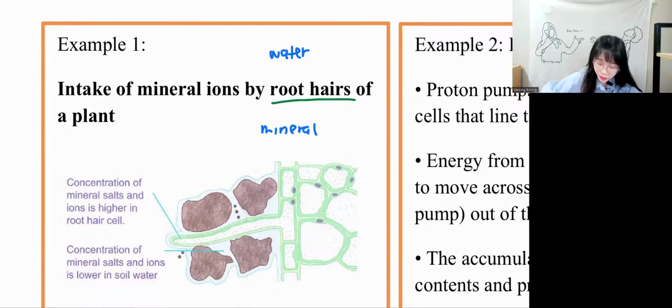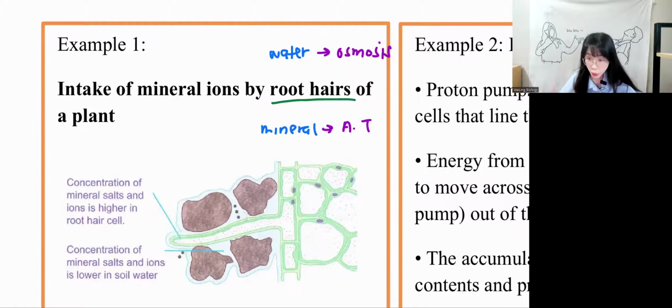If it's water, the process has to be osmosis, which means it's passive transport. If it's mineral, the process has to be active transport. So we have to look at the question, whether it says that the process requires energy or not. If the process requires energy, the answer has to be mineral. It has to be active transport. If the question says no energy is needed, then the example has to be water.